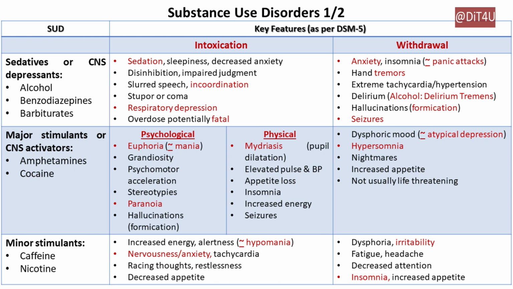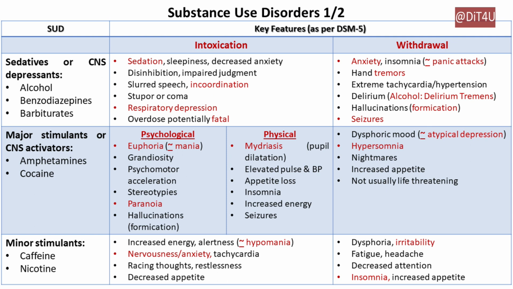Individual substances, sedative or CNS depressants, you have 3 under those, that is alcohol, benzodiazepines, and barbiturates. So obviously the intoxication features for these would be sedation. Okay, so the keywords are highlighted in red. Sleepiness, decreased anxiety, disinhibition, impaired judgment, slurred speech and incoordination, stupor or coma in extreme cases, respiratory depression. Overdose is fatal, and of course, respiratory depression itself can cause fatality.